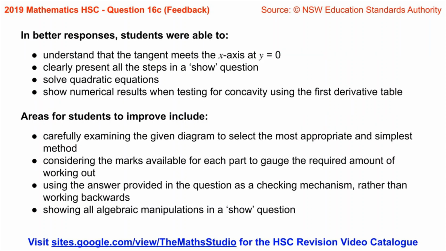In better responses, students were able to understand that the tangent meets the x-axis at y equals 0, clearly present all the steps in a show question, solve quadratic equations, and show numerical results when testing for concavity using the first derivative table. Areas for students to improve include carefully examining the given diagram to select the most appropriate and simplest method, considering the marks available for each part to gauge the required amount of working out, using the answer provided in the question as a checking mechanism rather than working backwards, and showing all algebraic manipulations in a show question.